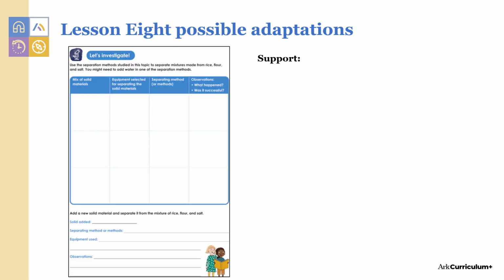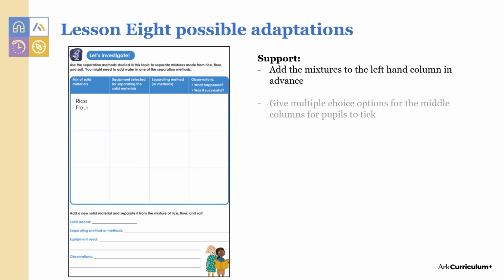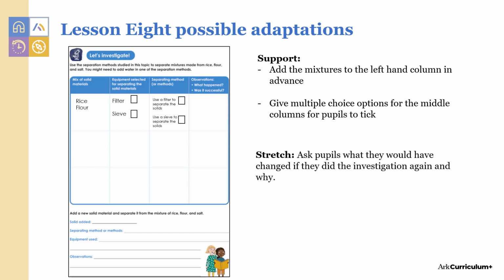Lesson 8 includes another investigation, where you can support pupils by adding the mixtures to the left-hand column in advance. You could also give multiple choice options for the middle columns for pupils to tick. And you can stretch pupils by asking them what they would have changed if they did the investigation again and why.